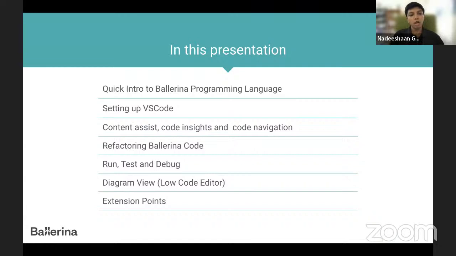Also, how you can run a Ballerina program, how you can test it, and how you can debug it with the VS Code plugin. Also, this one is a bit interesting: the diagram view, or the low code editor, shipped with the plugin. This is basically how Ballerina code is represented with its visual parity. So we'll be looking into that one as well.